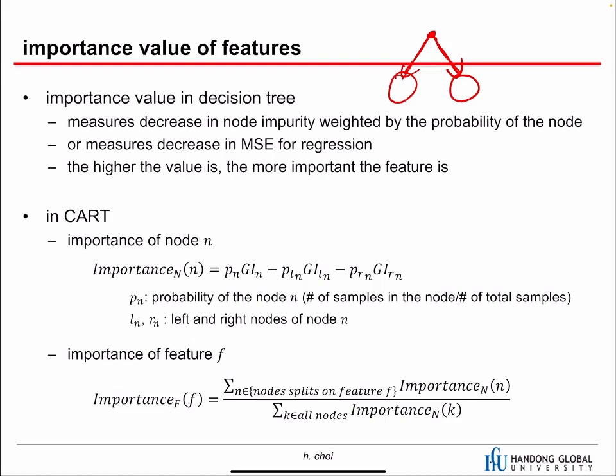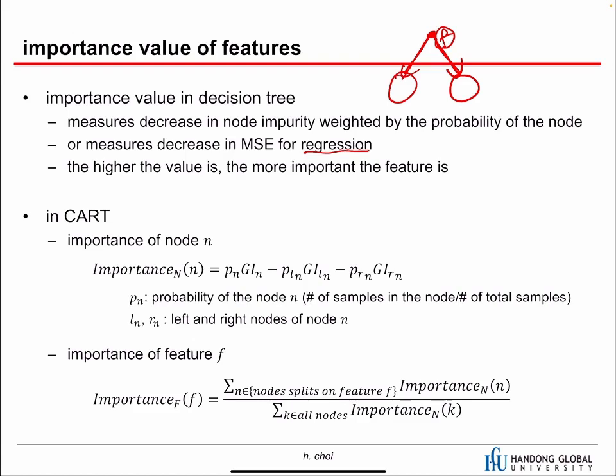So if we decrease impurity a lot, then this feature is important, right? And in the regression problem, if this feature decreases MSE a lot after splitting, then this feature is important. Okay, so if the decrease is high, then the feature is more important.